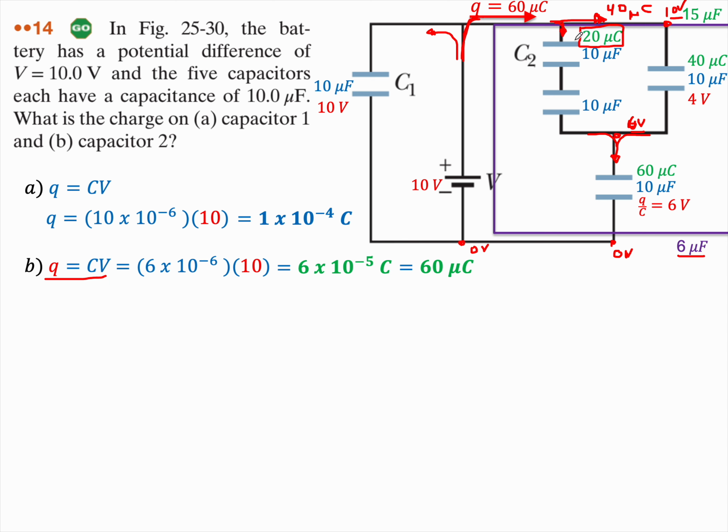If 20 microcoulombs flowed onto this one, that means 20 microcoulombs have to flow down through this one. As much charge that enters one plate has to leave the other plate of a capacitor, which means this bottom capacitor also has 20 microcoulombs of charge. And then if you work out the voltage on each one of these, they're both at 2 volts. Notice again, 10 volts, then 8 volts, down to 6 volts, a 6-volt difference, down to 0 volts. No matter which path you take around this thing, you'll end up with a voltage drop of 10 volts equal to the voltage of the battery.